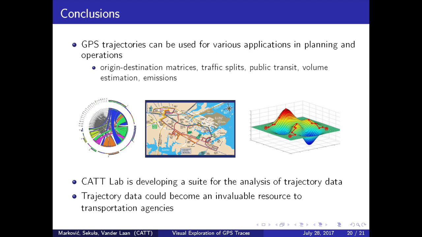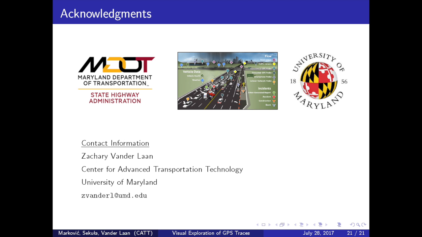But overall, this is about what I wanted to summarize, just some of the key applications that transportation agencies may be able to use this GPS trajectory data for. Overall, we're pretty excited about its use potential, and I also should point out that the CAT Lab, which is part of our CAT organization, is currently developing this suite of tools to try to make some of these analysis procedures easier for individuals to use. And that's all I have.